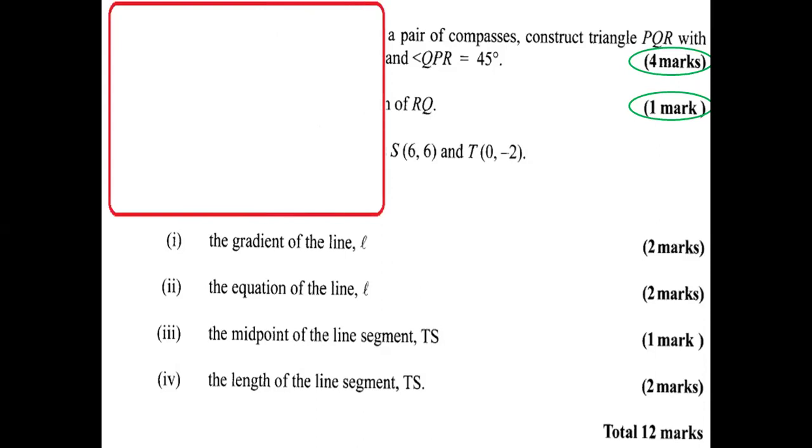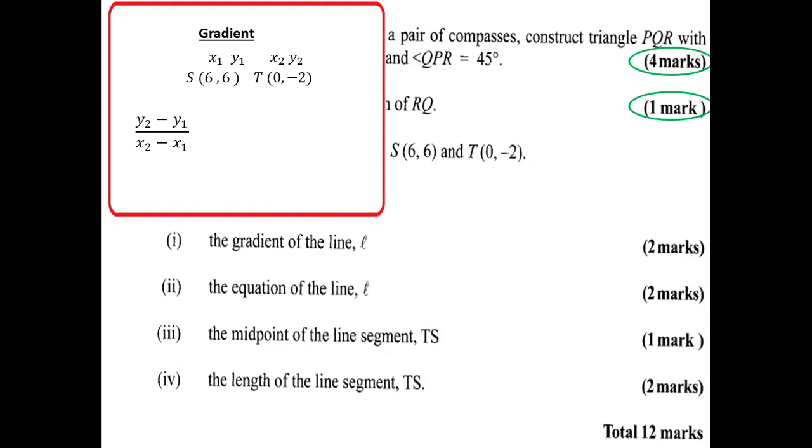So let's go. For the gradient, it is defined as a slope, right? The measurement of slopeness of a line. So the point S is 6 and the point T is 0, -2. Now at point S, the first 6, that's the X coordinate, and the second one is the Y coordinate. For T, the first one is X2 and the second one is Y2. If they are labeled like that, then we can find the gradient using this formula.